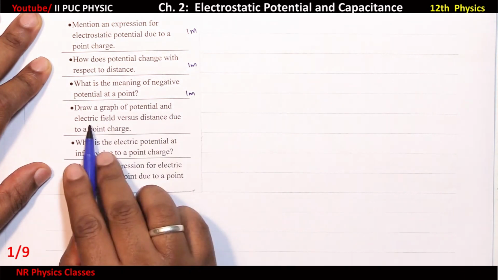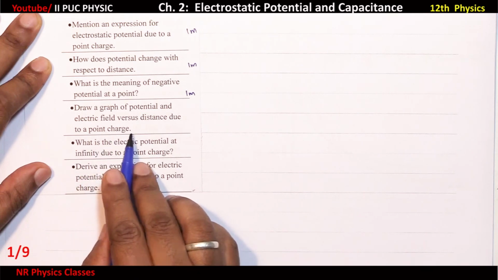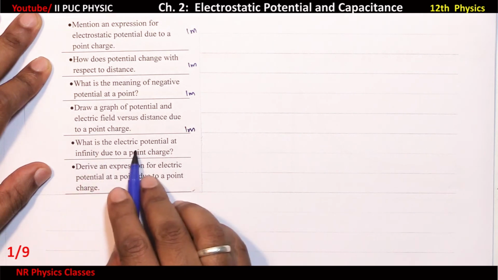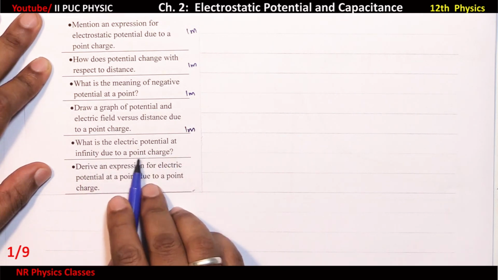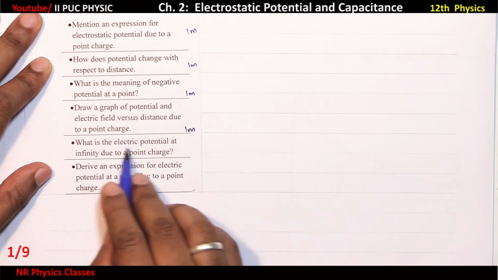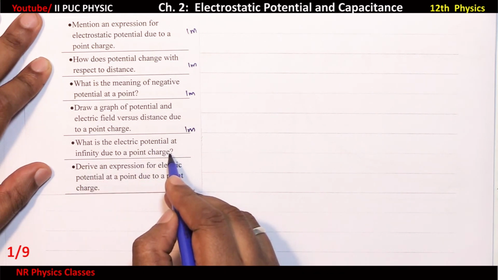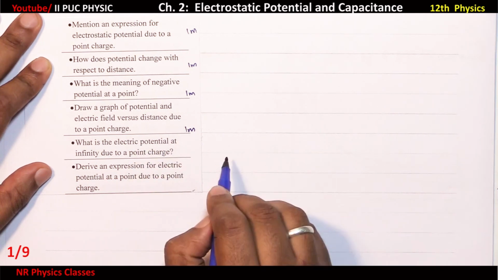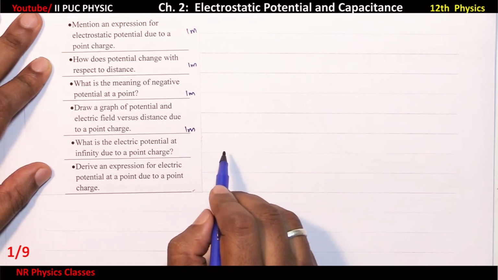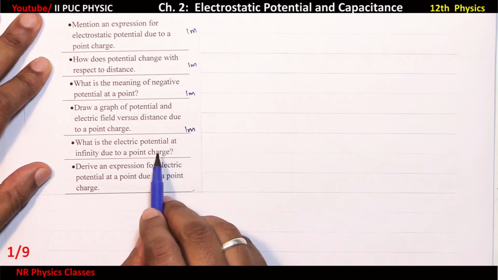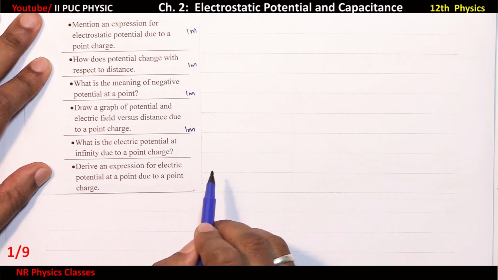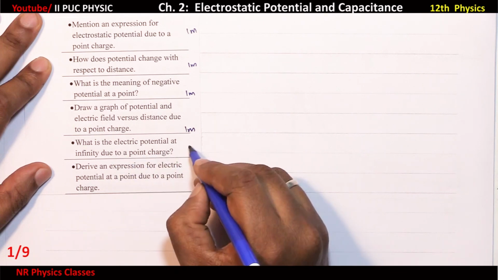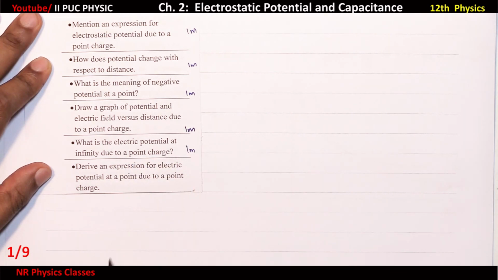Draw a graph of potential and electric field versus distance due to a point charge. Just now we did it. 1 mark. What is the electric potential at infinity due to a point charge? So electric potential at infinity is 0 because distance is infinity. Potential is inversely proportional to R. I am not writing; you have to write the answer. Okay. Answer should be V is proportional to 1 by R. If R is infinity, then V is 0. So potential is 0. This is also for 1 mark.